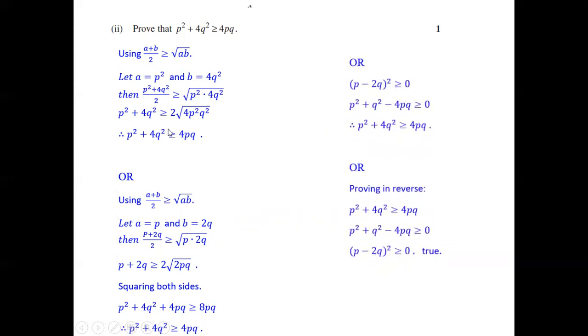As you can see, there are quite a few different ways of doing this. So option 3, they can just go straight and put in p minus 2q all squared is greater than or equal to 0, expand, rearrange. That's quite a simple method. The next one is actually reversing it. Assume it's true, rearrange it, and try to prove positive. If the student does it this way, they've got to make sure that they say that it is positive, therefore true, hence p squared plus 4q squared is greater than or equal to 4pq.